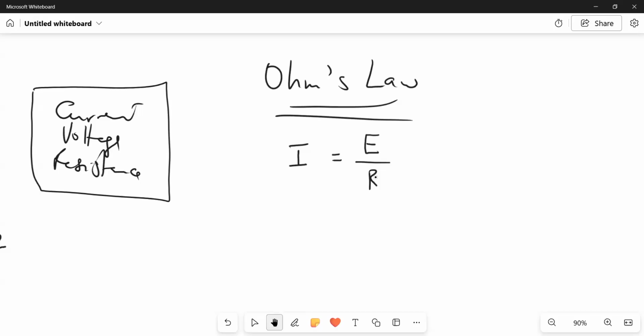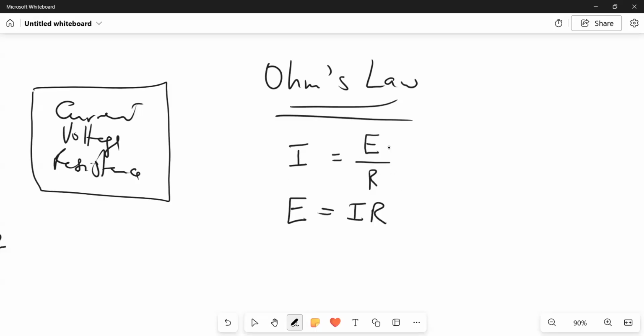Right? So he came up with this relationship. And this here is verified by experiments, that the current flowing through a circuit is going to be equal to the electromotive force divided by the resistance. Right? And of course, you can rearrange this differently. I've seen it in this form, E equals IR, right?